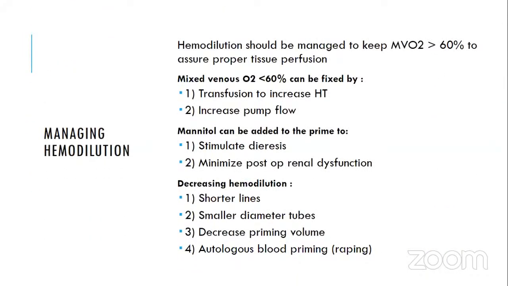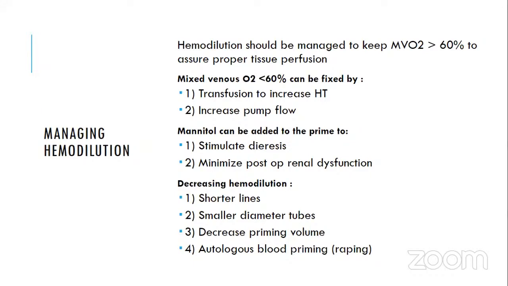Managing hemodilution. Hemodilution should be managed to keep mixed venous oxygenation above 60% to assure proper oxygen perfusion. If the mixed venous saturation is below 60, it can be fixed by transfusion to increase the hematocrit, or by increasing the pump flow. Mannitol can be added to the prime to stimulate diuresis and minimize post-op renal dysfunction.